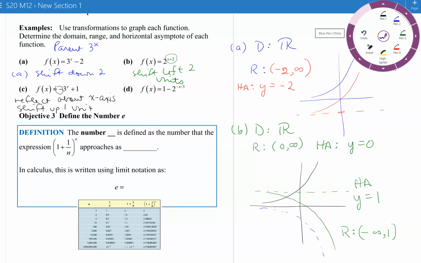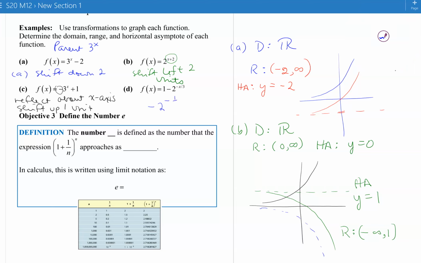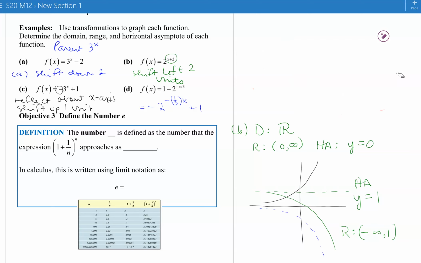Okay, and then the last one here, let me break it down, and I'm going to write it as -2 times 2 to the -1/3 times x, plus 1. And that's the same thing, right? I just wrote it in a little bit different way so that I could analyze it more easily.